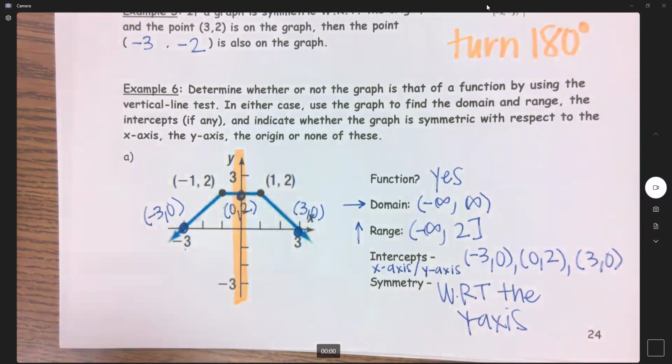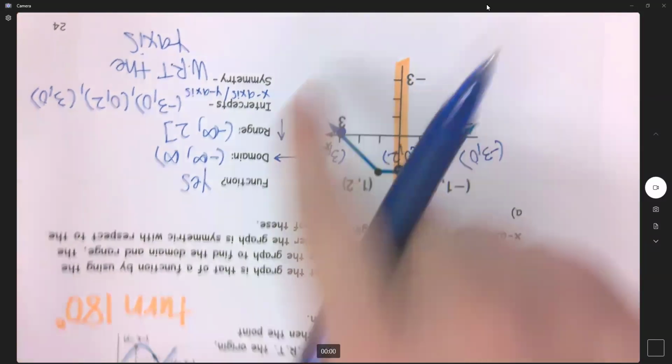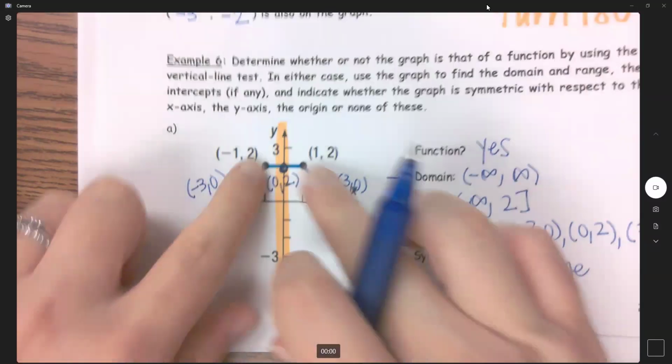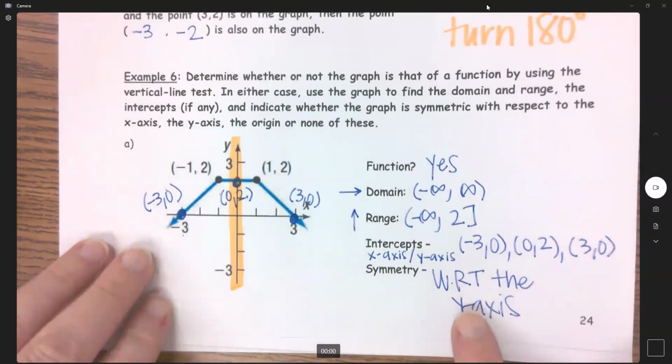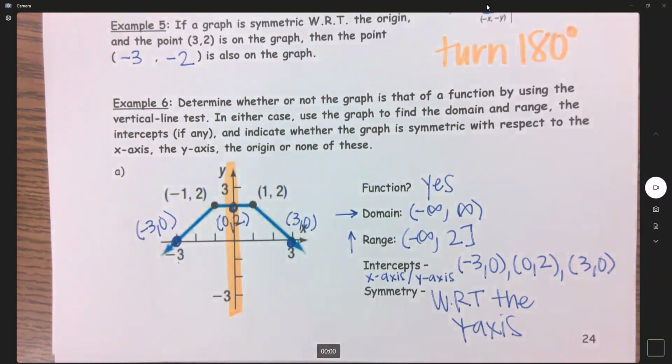And then check also origin. If you flip this upside down, that does not look the same. So now these arrows are pointing up, and here they were pointing down. So this is the only type of symmetry that we have. Okay, let's keep going. I want to emphasize that domain and range is what I really want to make sure that we are getting good at.